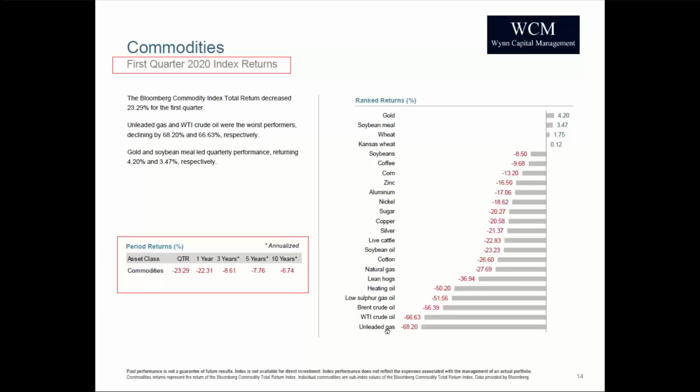But when you have unleaded gas and crude oil going down these amounts, it takes a tremendous amount of gains to recover. Because remember, a 50% decline from 100 to 50, a 50% rally back only takes you to 75. 50% of 50 is 25, 50 and 25 is 75. So a 50% decline takes a 100% rally to get back.